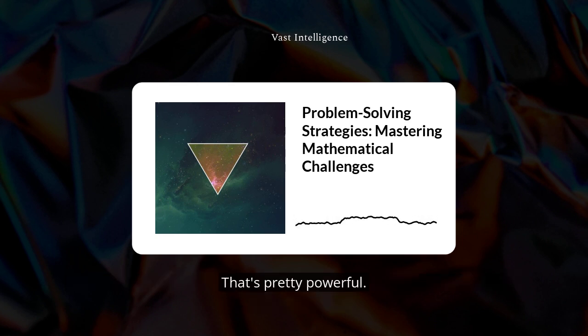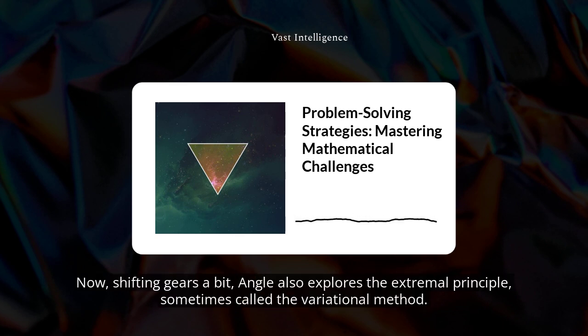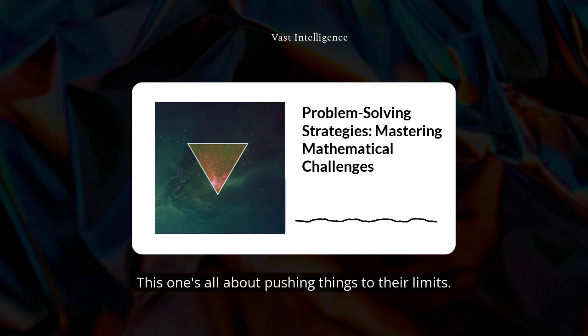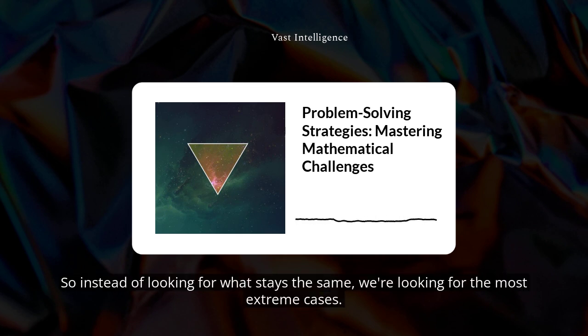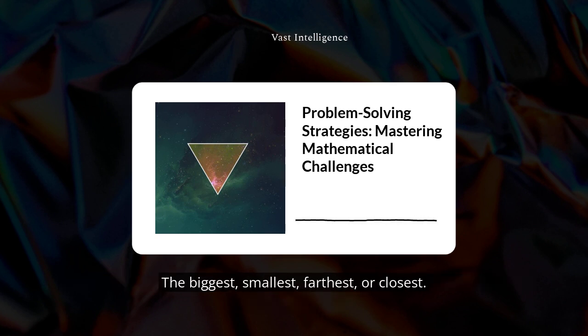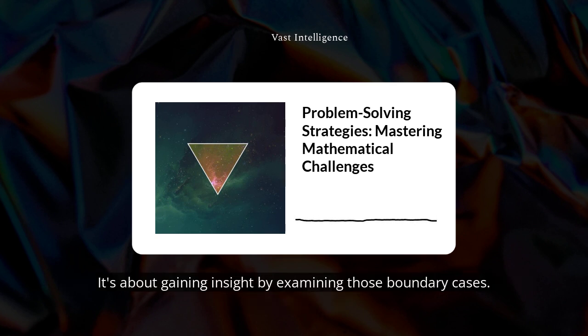That's pretty powerful. Absolutely. Now, shifting gears a bit, Engel also explores the extremal principle, sometimes called the variational method. This one's all about pushing things to their limits. So instead of looking for what stays the same, we're looking for the most extreme cases, the biggest, smallest, farthest, or closest. Precisely. It's about gaining insight by examining those boundary cases.